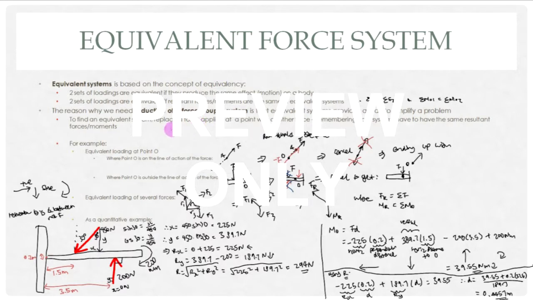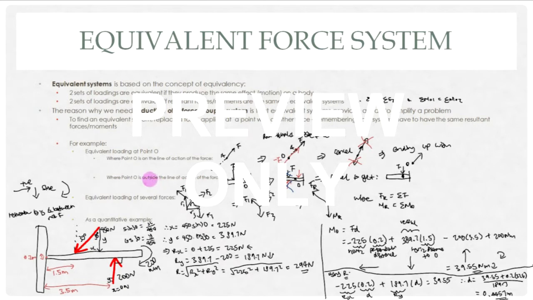So to find an equivalent system, replace the force applied at a point with another force, remembering both systems have to have the same resultant force or moments. So for example, equivalent loading at point O. Where point O is on the line of the force, so as you can see here, it's on the line, then you can just simply add an equal and opposite force, so one there, and you cancel those two out, which effectively gives you that one. So that's on O. So remember how before it wasn't on O, now it's on O. So effectively just moving it back. I'm just doing it the more difficult way.